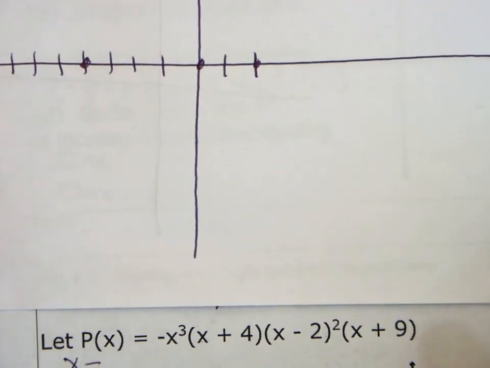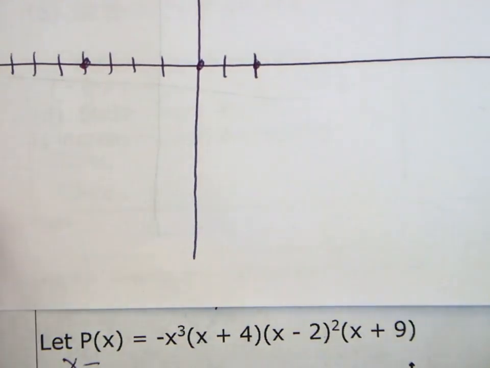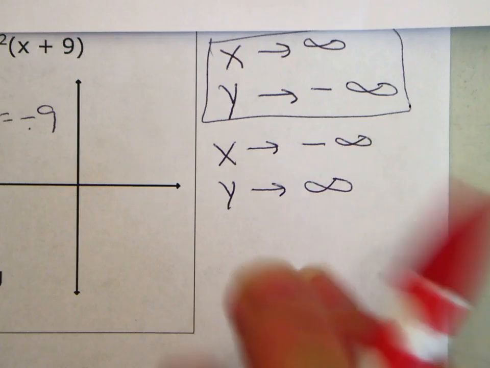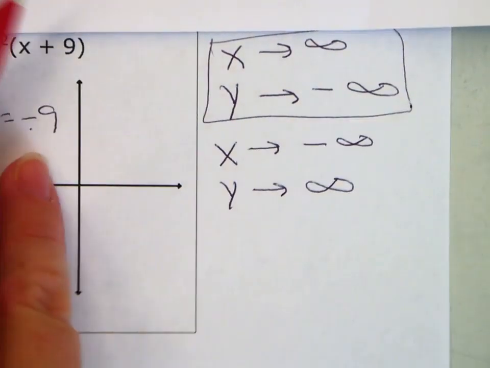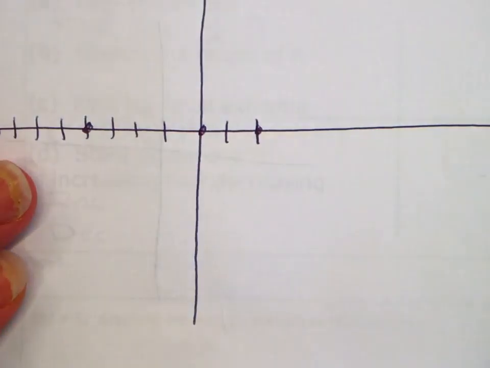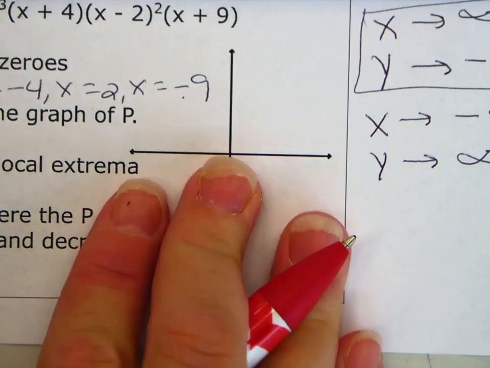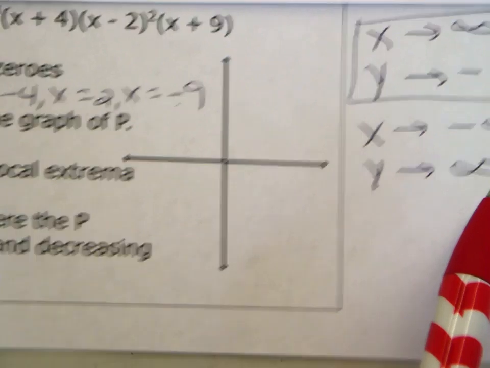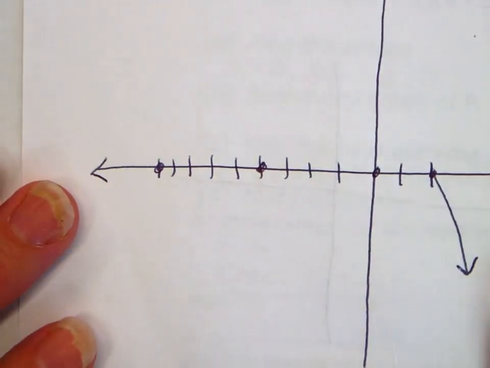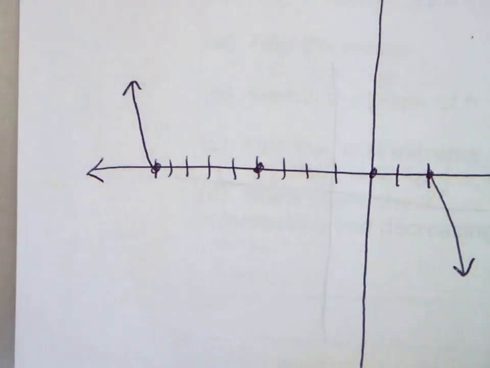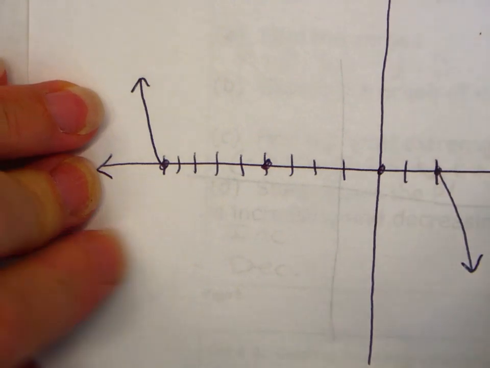All right. So now, as x goes to infinity, what's happening to my graph? Y is going to -infinity. So that means my very last root, this should be coming down. Okay? As x goes to -infinity, y is going to infinity. So on the left side, this should be going up. Okay? So remember, it's a nice kind of curve.